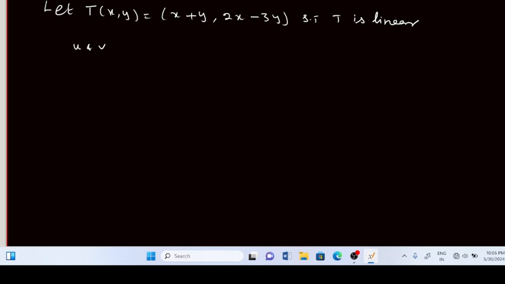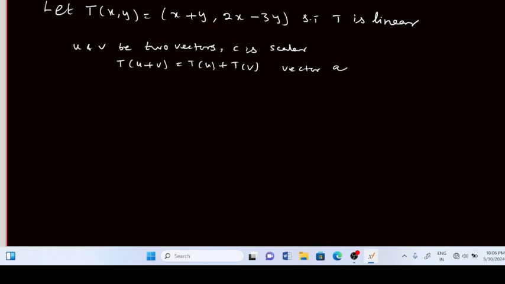The definition of linear is: let u and v be two vectors and c a scalar. Then we can write T of (u plus v) equal to T of u plus T of v. Vector addition must be satisfied. Then T of (c times u) equals c times T of u, which is scalar multiplication.